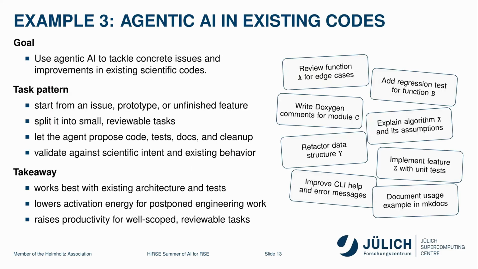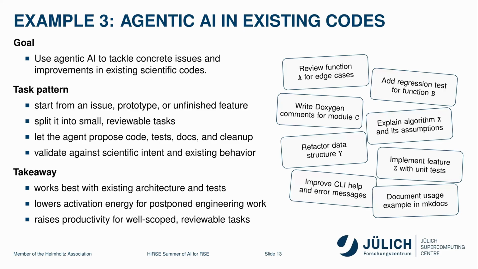The third example is on agentic AI in existing codes. So here the goal is to use agentic AI to tackle specific issues and improvements in existing scientific codes. The task pattern is to start from an issue, a prototype, or some unfinished feature. Then we would split this into small reviewable tasks. We let the agent propose code, tests, docs, and cleanup, and we would validate against scientific intent and existing behavior.